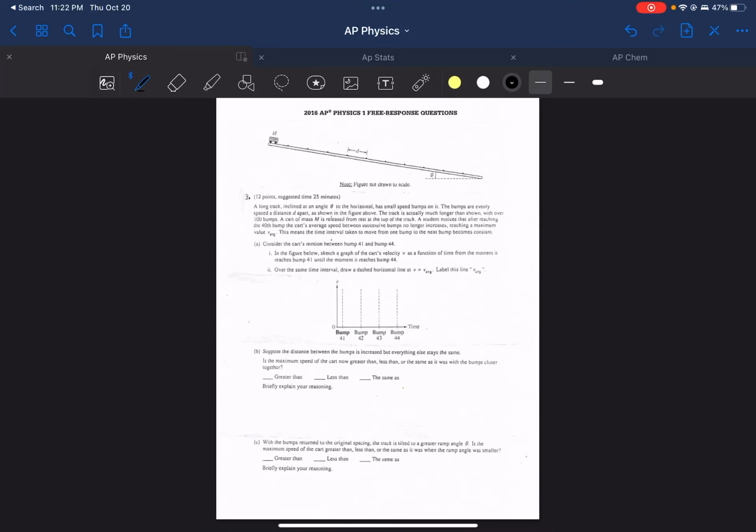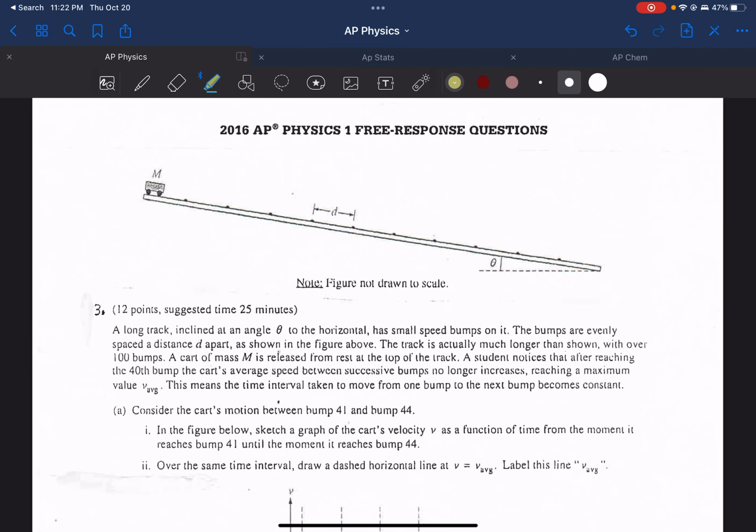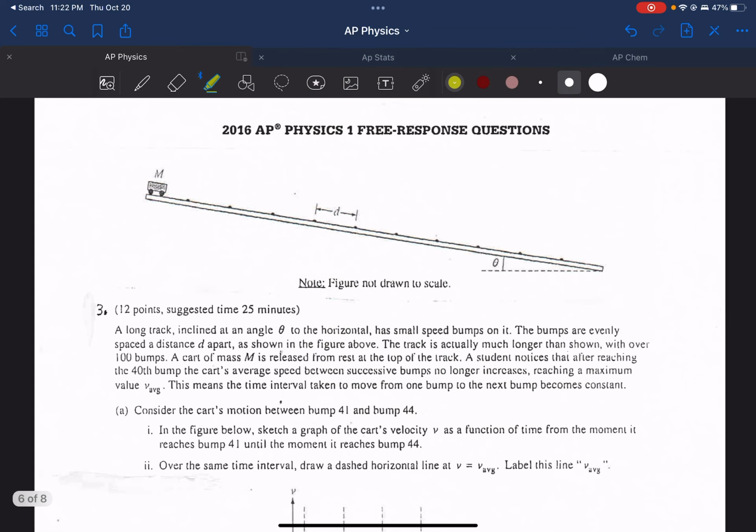Okay, so today we're going to be doing this AP Physics C FRQ. So I'll just start right away. I'm going to just sort of go through how I would go through reading it.